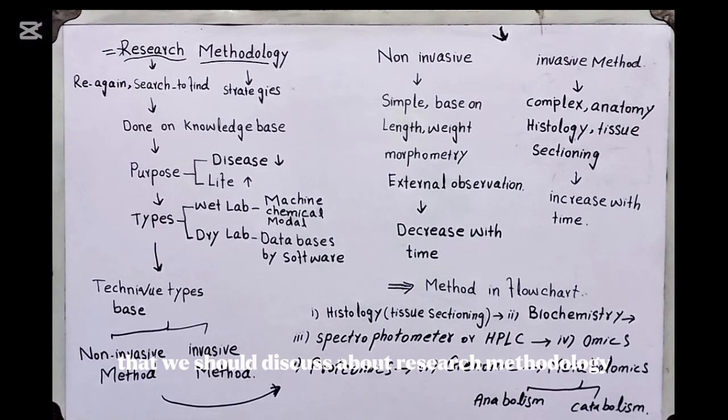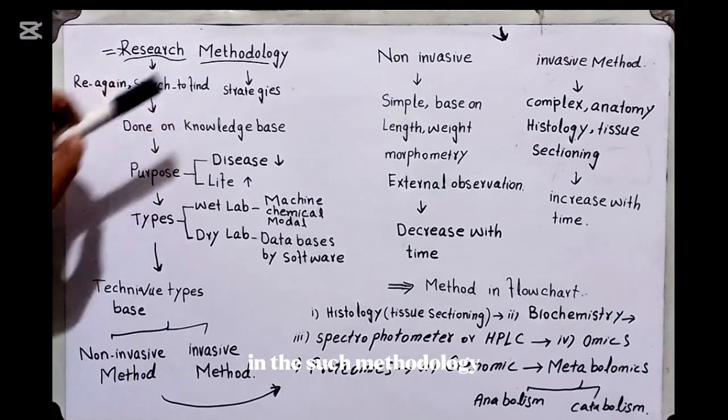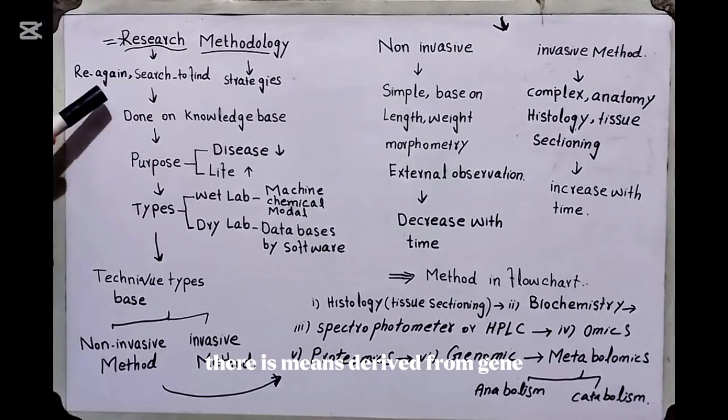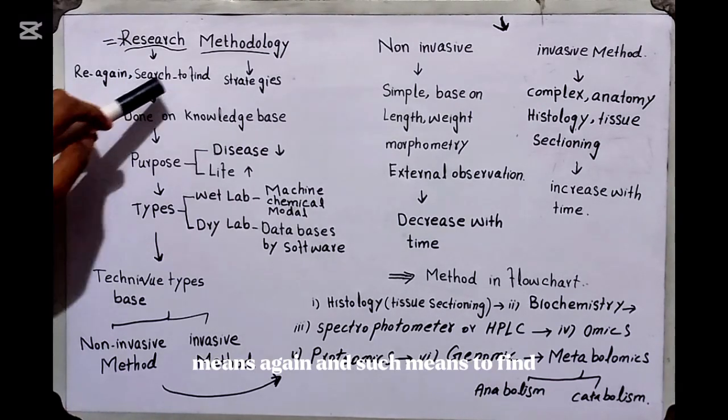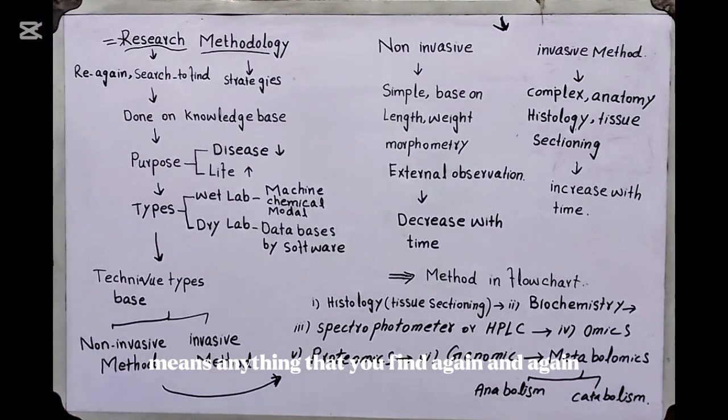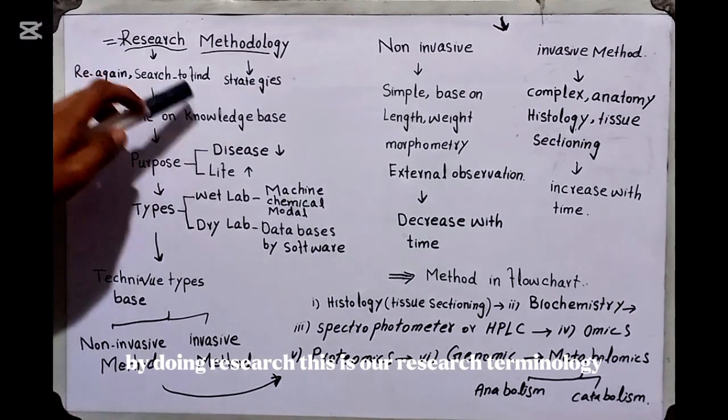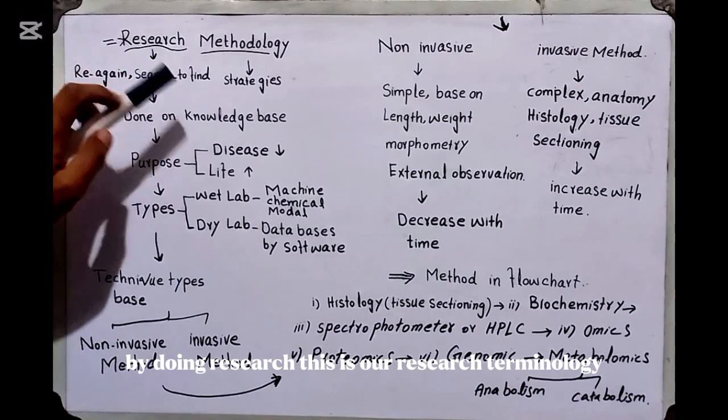In the first step, we should discuss research methodology. What is research methodology? Research is derived from "re," meaning again, and "search," meaning to find. It means anything that you find again and again by doing research. This is the research terminology.